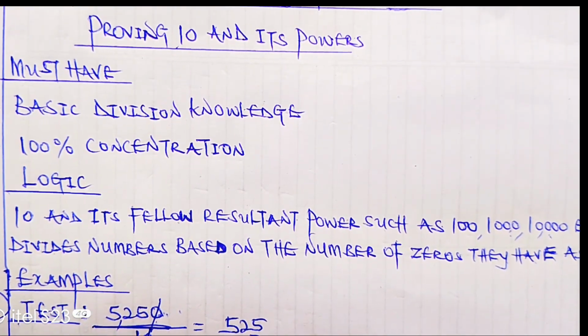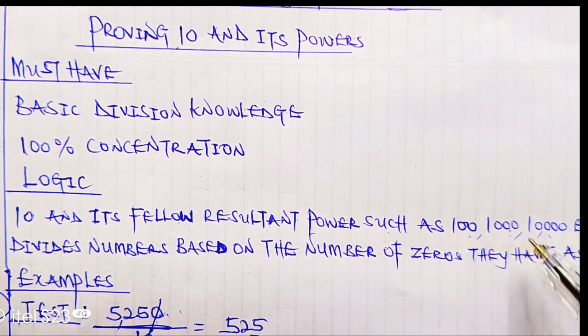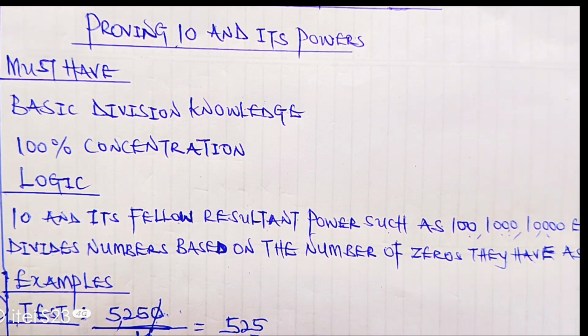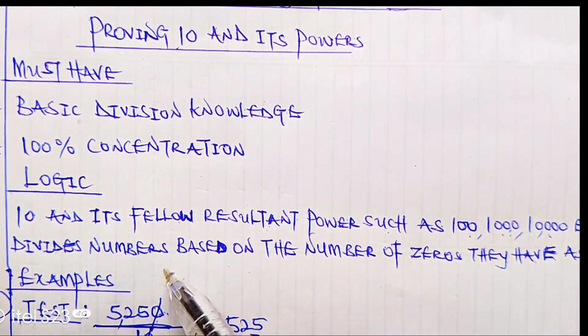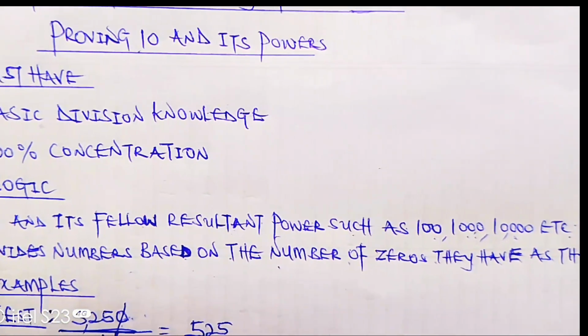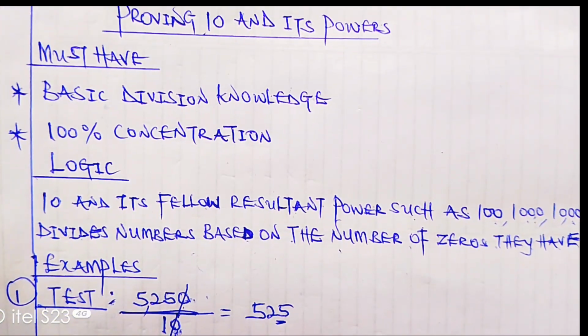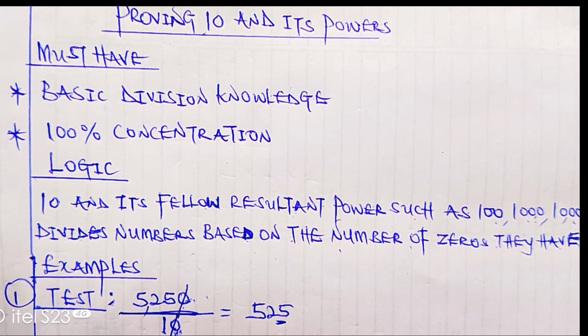What is the logic? 10 and its fellow resultant powers, such as 100, 1000, 10,000, etc., divide numbers based on the number of zeros they have. So it's very simple. How do I get to know if 10 will divide a number? The only way is by looking at such a number. Since 10 has one 0, it means the number that 10 is about to divide must also have at least one or more zeros at the end of it.